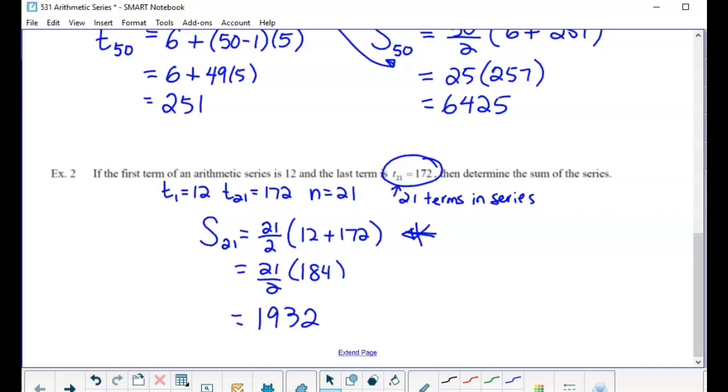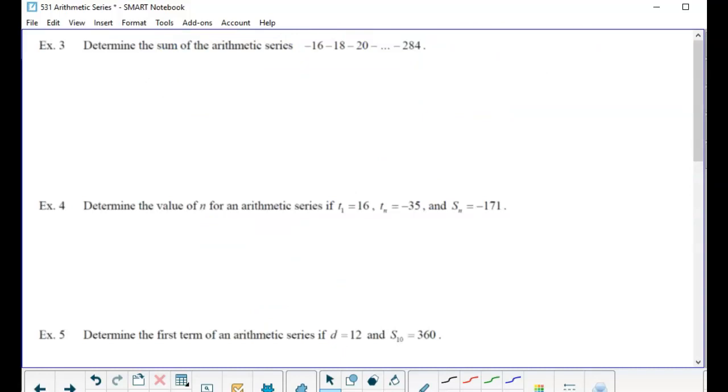So next one, determine the sum of the arithmetic series given there. Notice how there's a lot of negatives and subtracting because the first term is negative and the common difference is negative. So first term is negative 16. What's the common difference here?